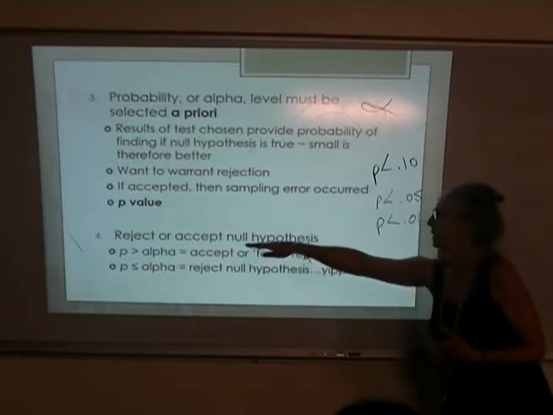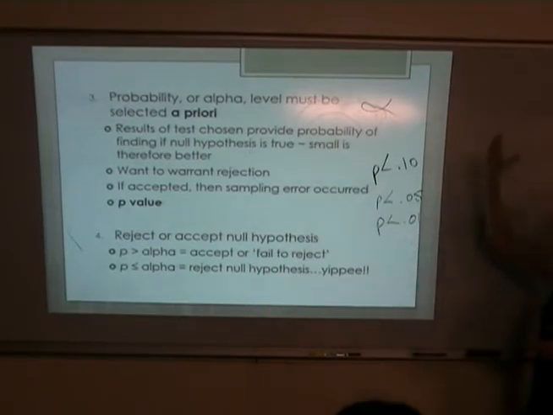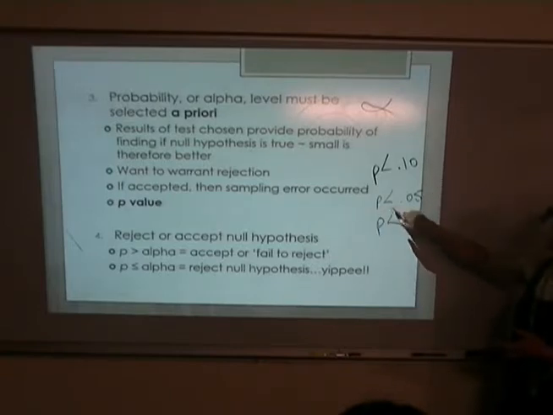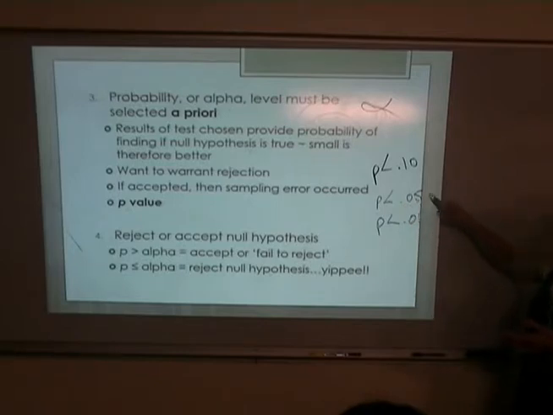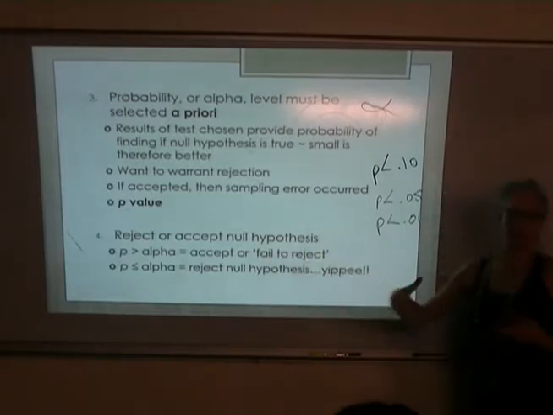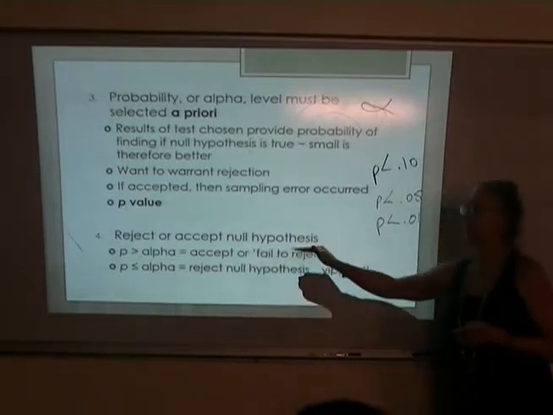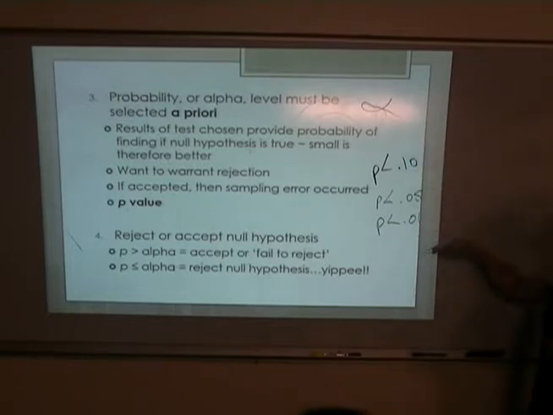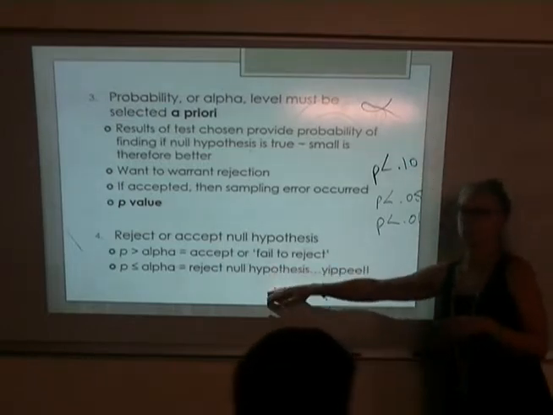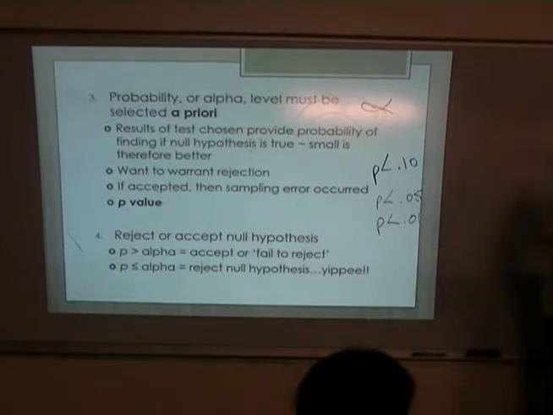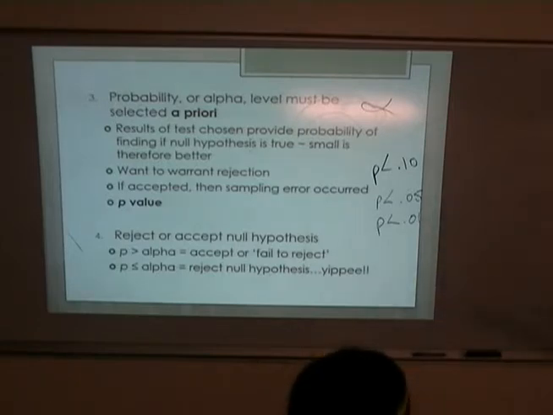So, if P is greater than the alpha you set, so if you set alpha at 5% and your P comes out at 0.061, you have to accept the null hypothesis. You don't have significant differences. If your P is less than or equal to your alpha, then you get to reject the null hypothesis. You found significant differences between your groups. Yay! And everybody's happy.